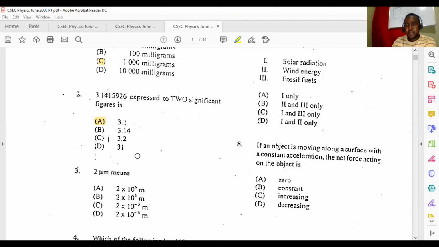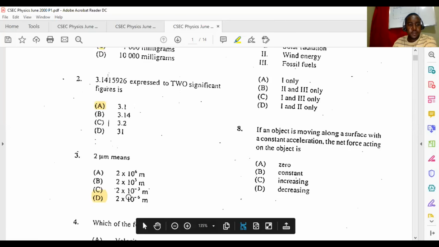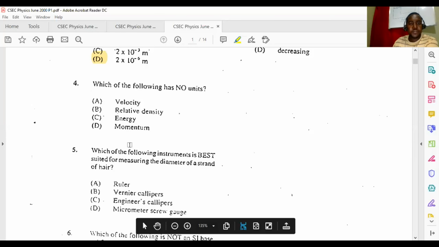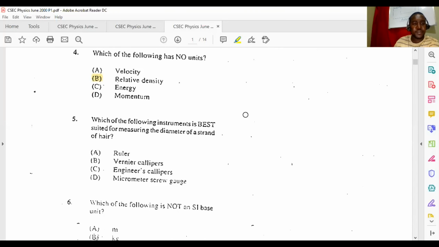All right, so 2 micrometers means, so micro is 10 to the negative 6. So your answer would be D, great. All right, next, which of the following has no units? B, great. So anything in physics that says relative has no unit.